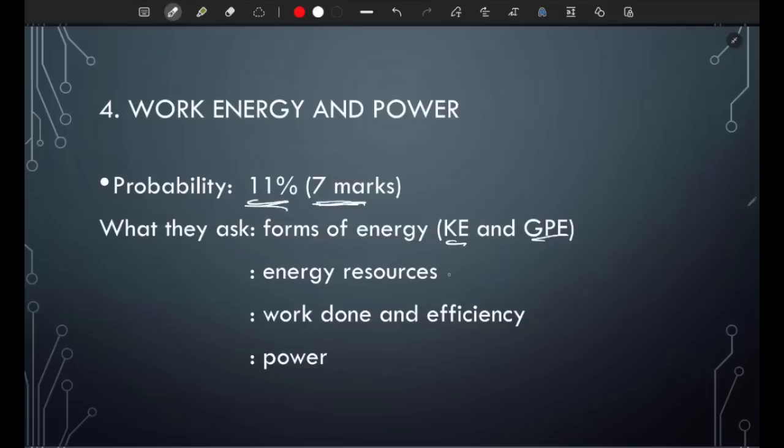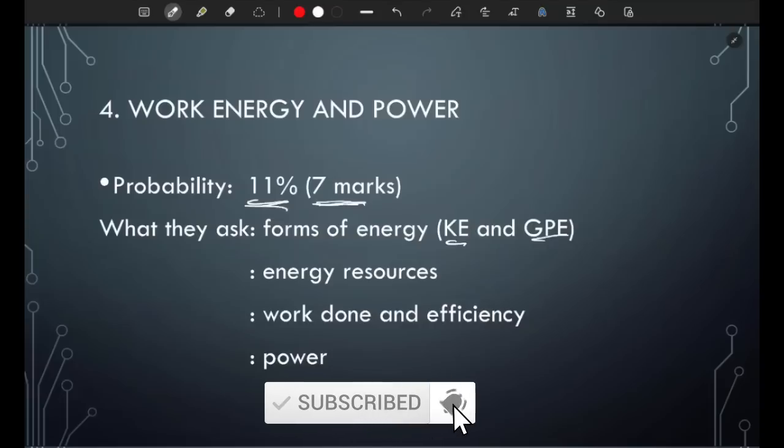Now, energy sources. These types of questions have been becoming popular over the years, and they've been coming up a lot. They could ask you to compare between different types of energy, what the advantages and disadvantages of each are, and you should know which one is more suitable to use in a certain situation.